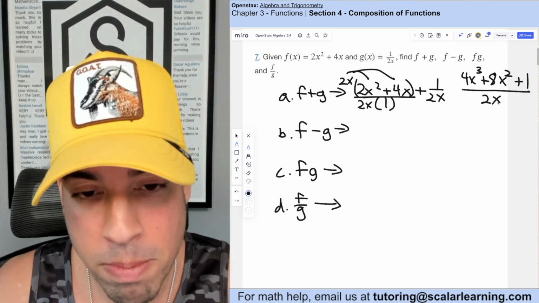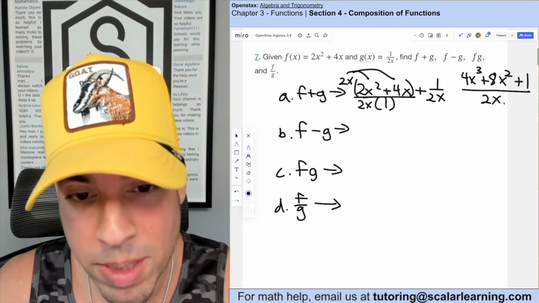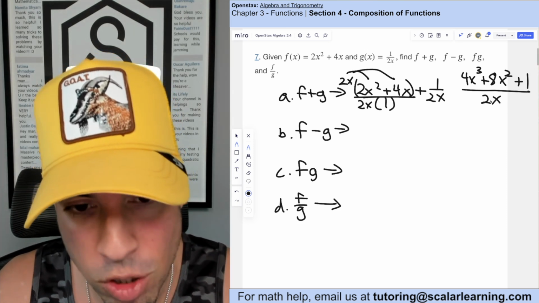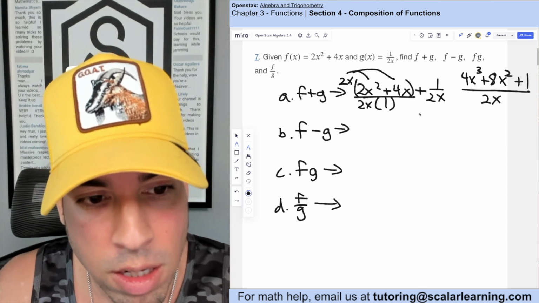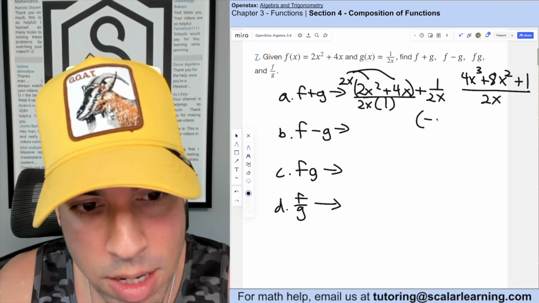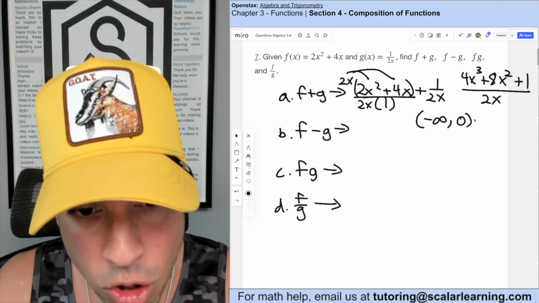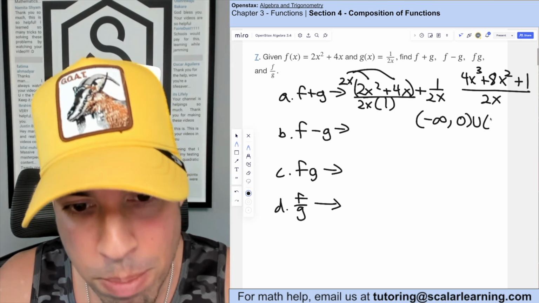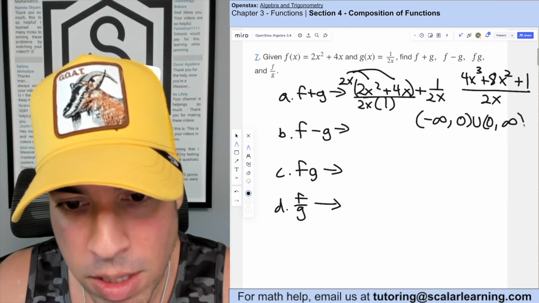Now we're talking about domain, right? Again, the numerator is good to go. It's a nice polynomial. You can plug in whatever you want. But that denominator, we can't have it go to 0. And it would go to 0 when x is 0, right? So the domain is everything but 0. Negative infinity up to 0 excluded. That's why we have the nice curved parentheses, union, and then picking up right after 0. All the way to infinity, boom, done.